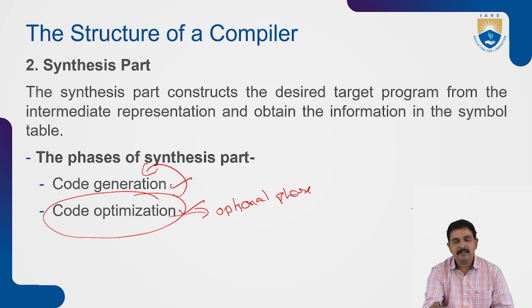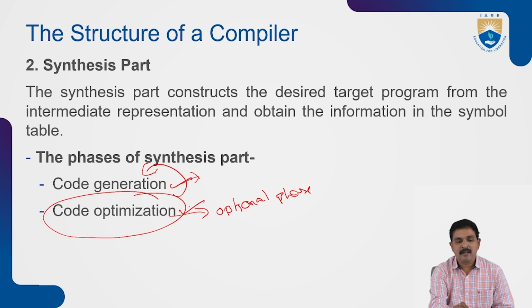Next, we come to code generation. What is code generation? Code generation is where the code is translated. Previously, in the analysis part, we obtained the final form of the code as intermediate code. That intermediate code can be converted to the target code. That is the idea of code generation: the code is converted to machine understandable code.